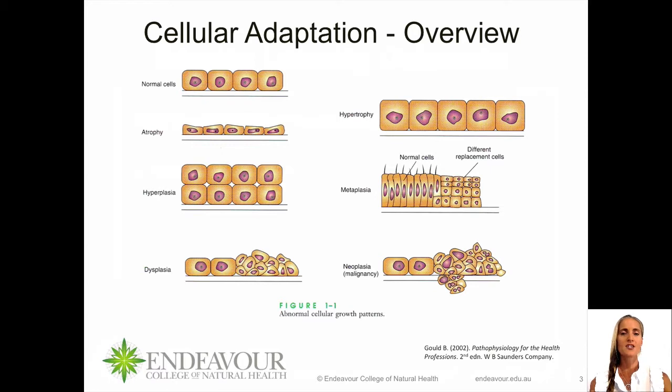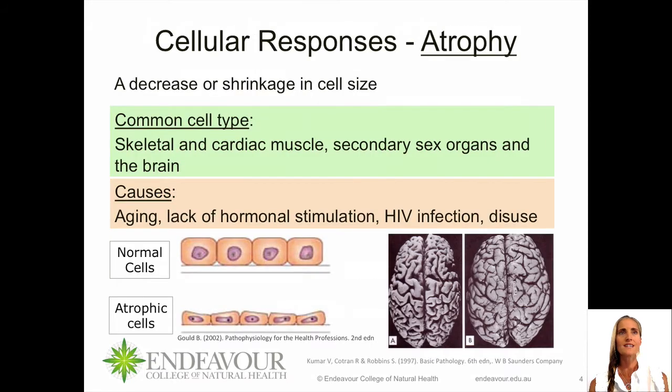It's interesting to note that the only adaptive cellular change that can result in the possibility of altered cells migrating to other sites is neoplasm. So that's down the bottom right hand of your slide there. And this is associated with malignancy. So let's start with atrophy.